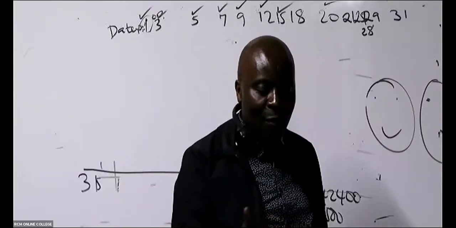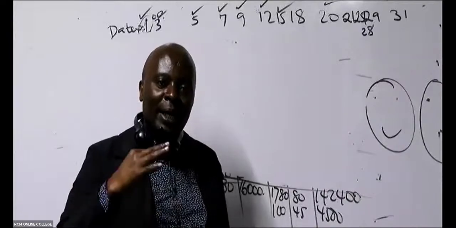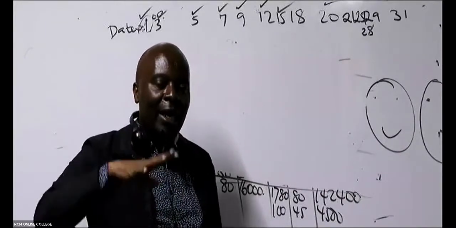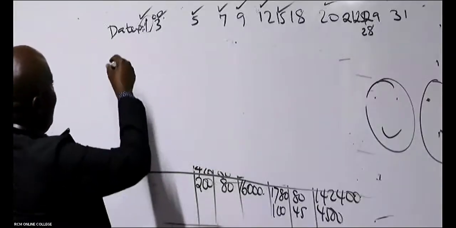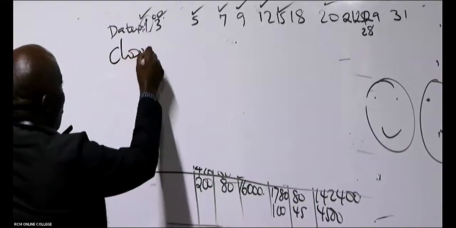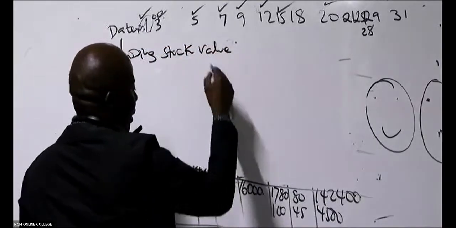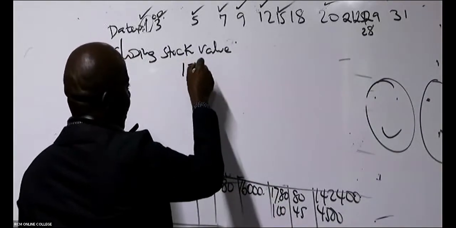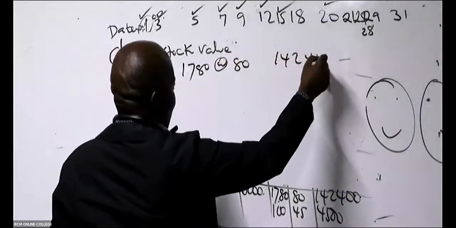The format is the same, but now the approach is different. Remember, under LIFO, you are issuing from the most recent, the newest. So the closing stock value will be this 1780 at 80, giving us 142,400.